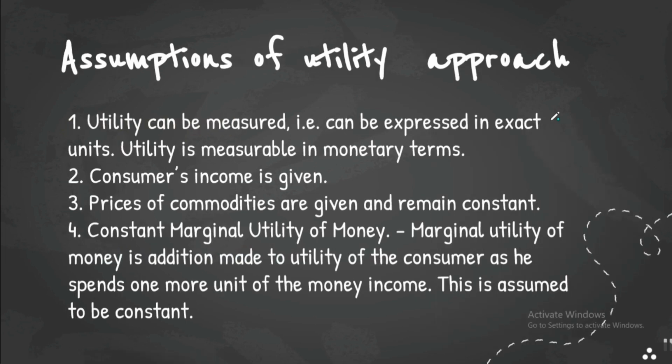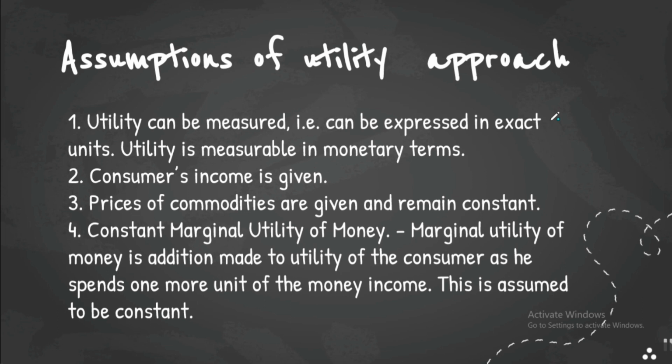Then, yeah, we have some certain assumptions. With these assumptions only we can do cardinal utility approach analysis to consumption. So what are these assumptions? The first one, utility can be measurable. Of course, the word cardinal itself means measurable. If you can't measure your utility, we can't do the cardinal way of analysis, right? That too it should be measurable in terms of money, as our master said.